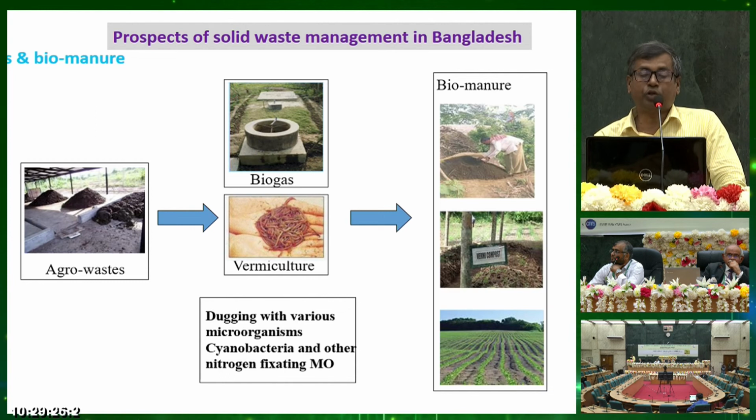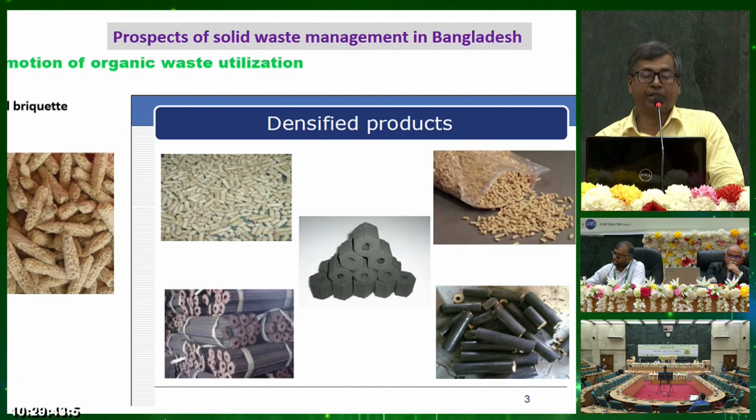The prospect of solid waste: the third option is biogas and biomanure. We can prepare biogas from the solid waste, and after getting the biogas, we can collect the bioslurry or biomanure, and it is suitable for crop production. And the fourth option is fuel briquette.